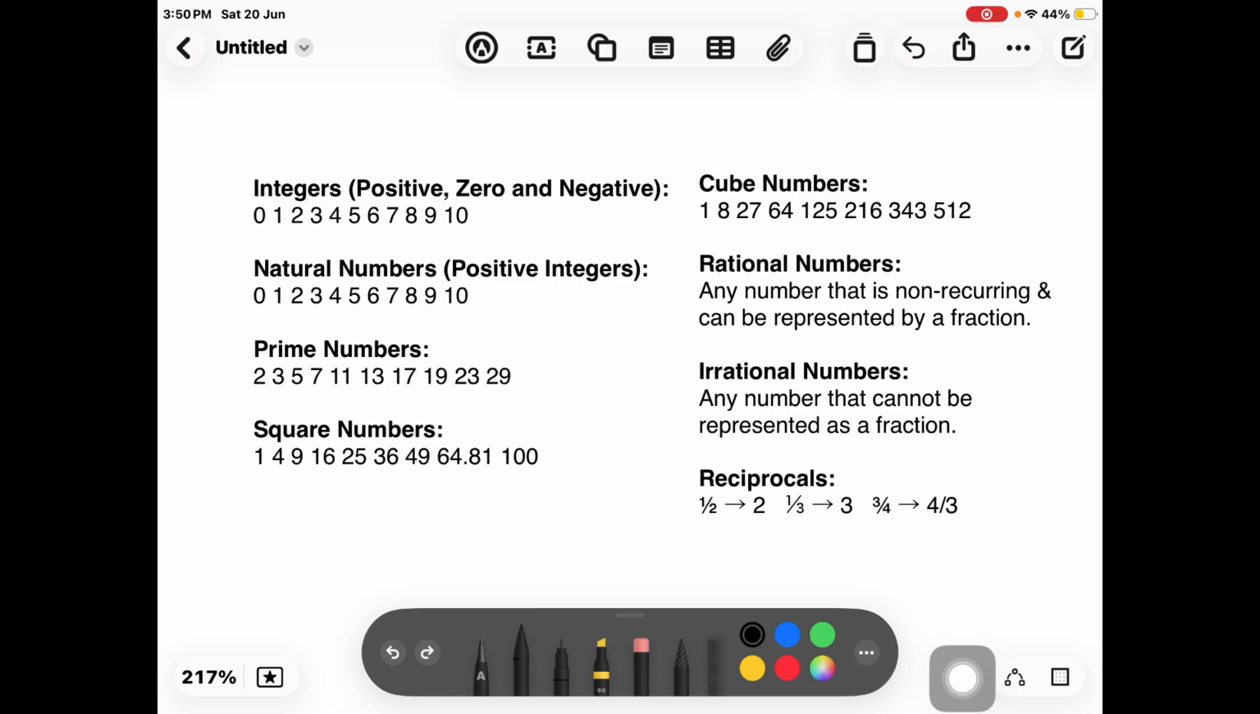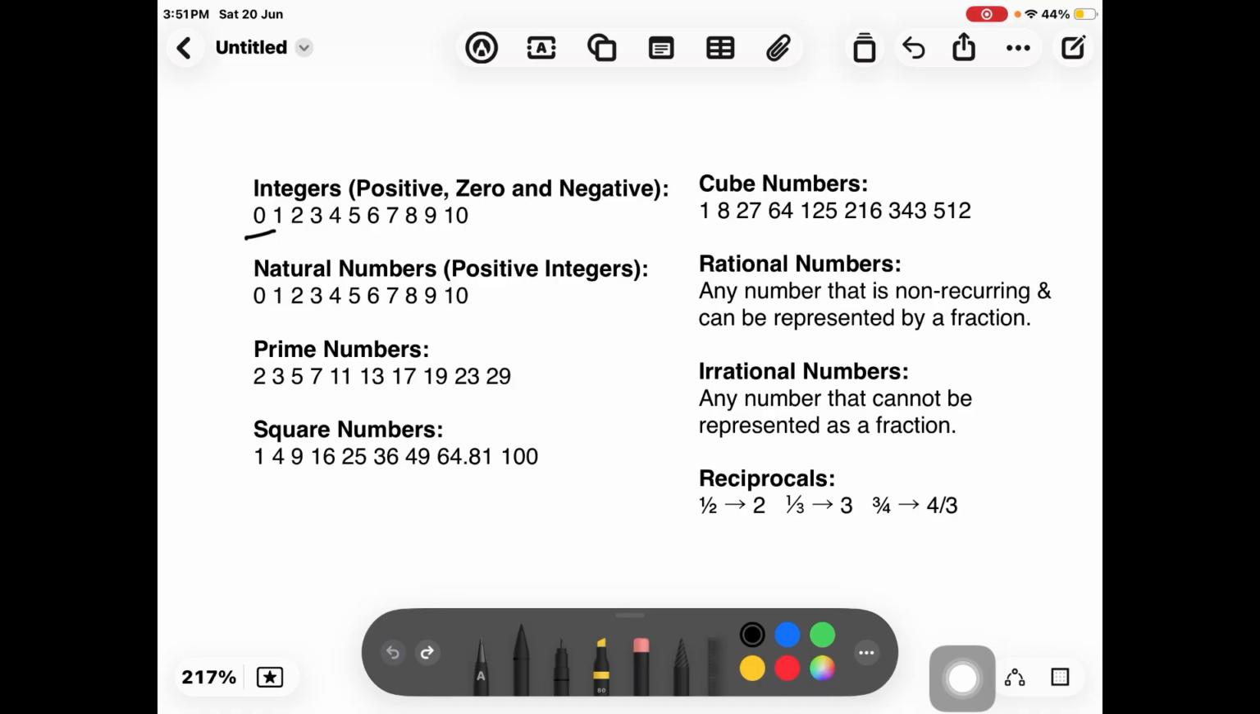So let's start. The first type, the most common type of numbers, is integers, which is basically any number that is positive, zero, or negative. So I have some examples such as 0, 1, 2. It's basically any whole number. It can also be negative, like -4, -5.